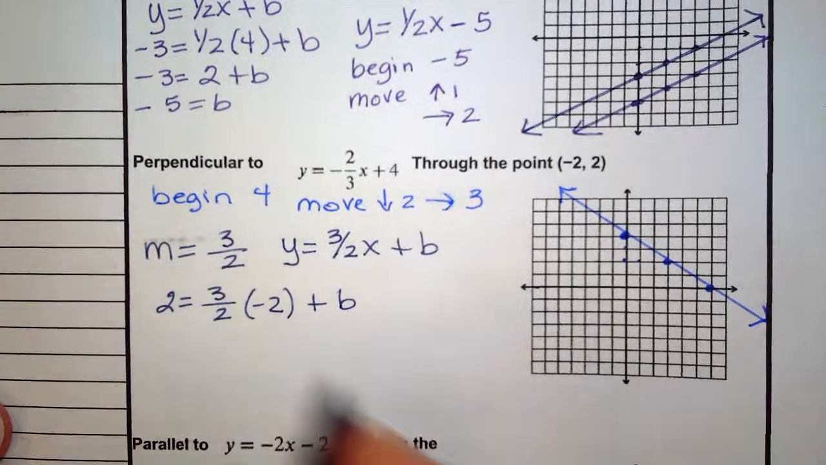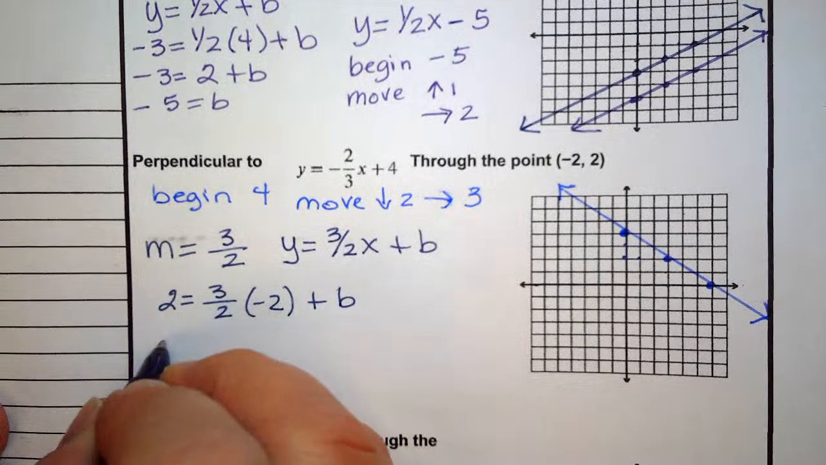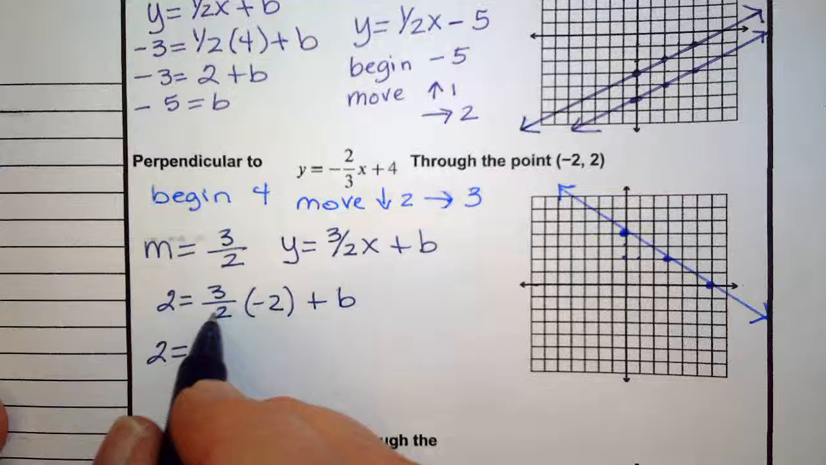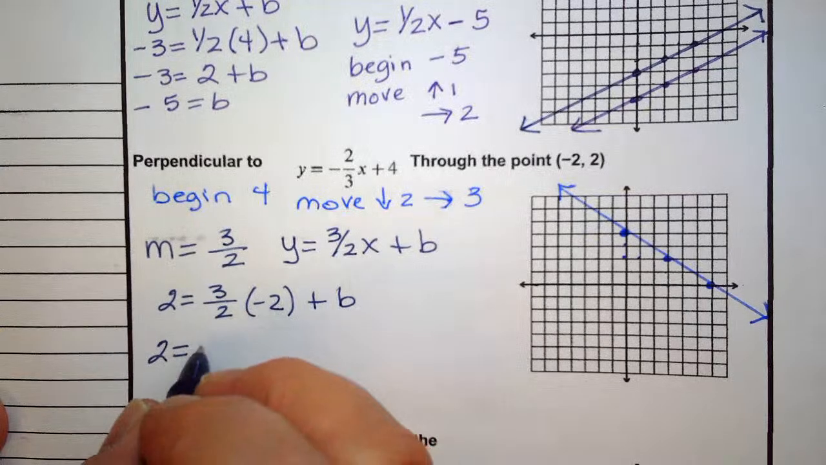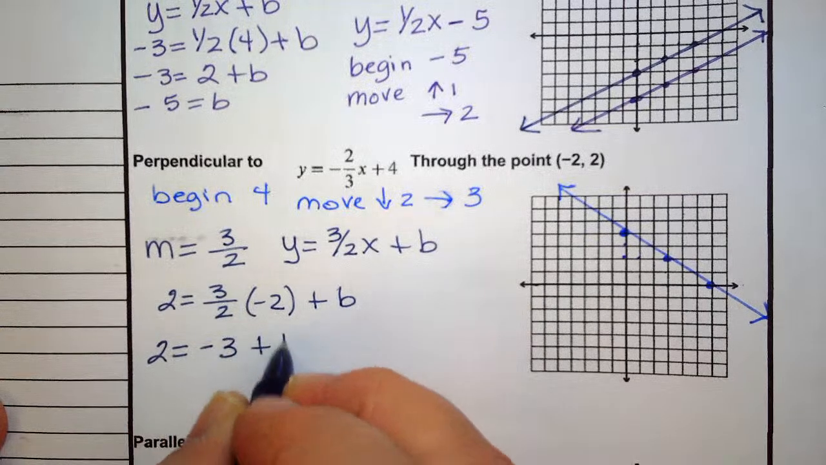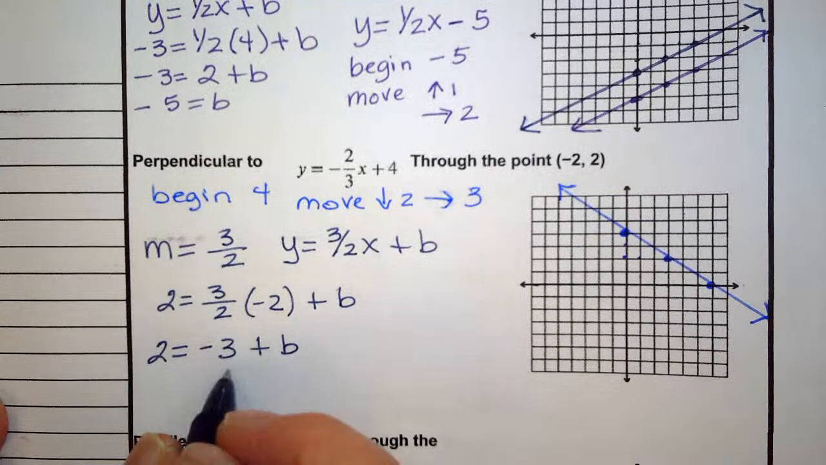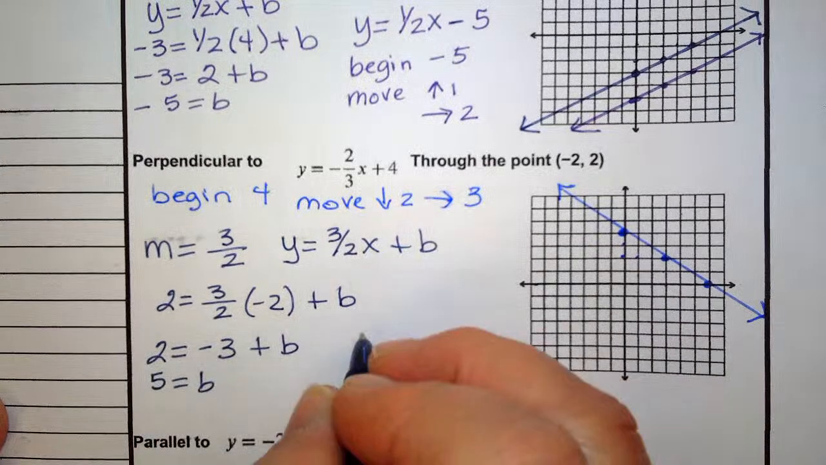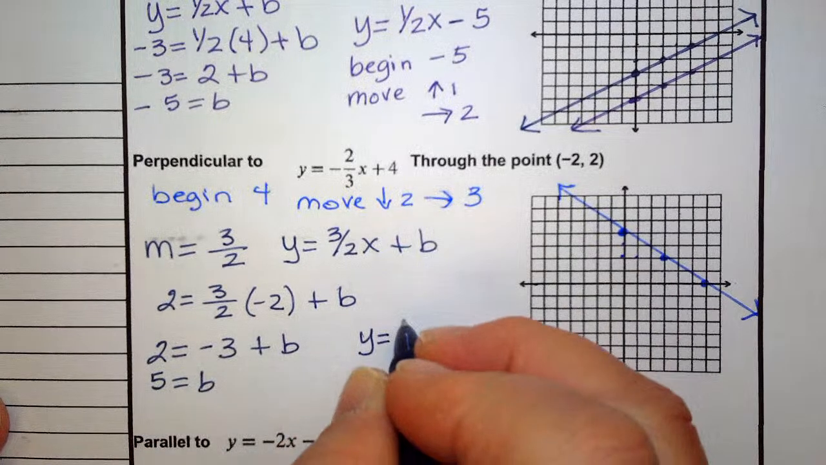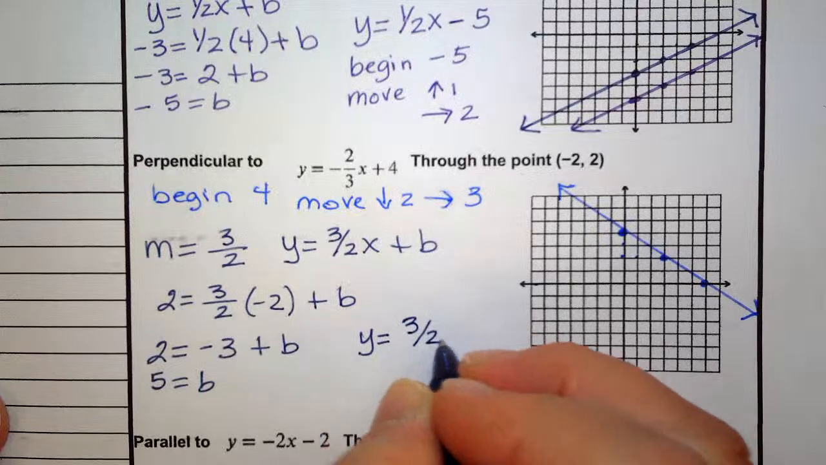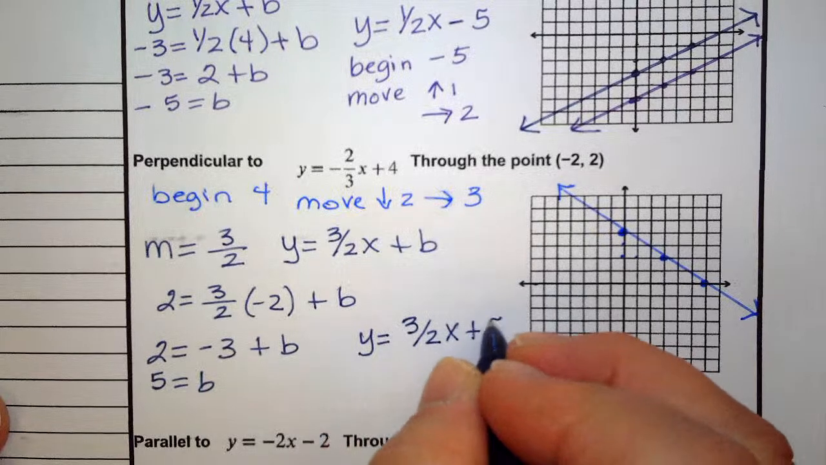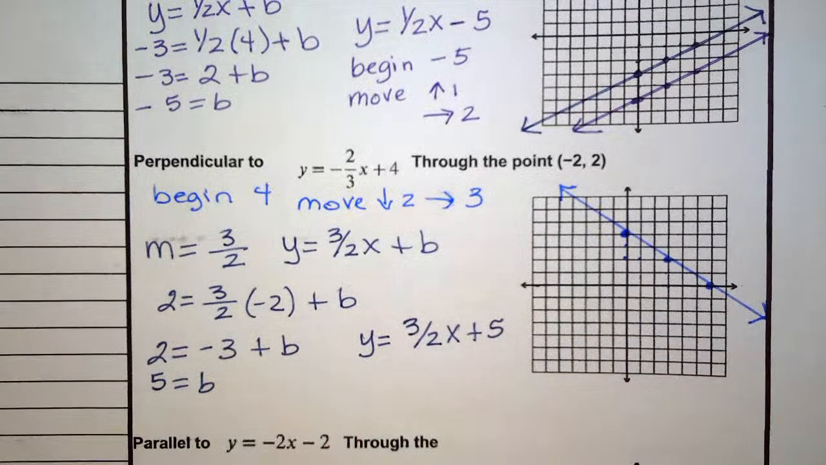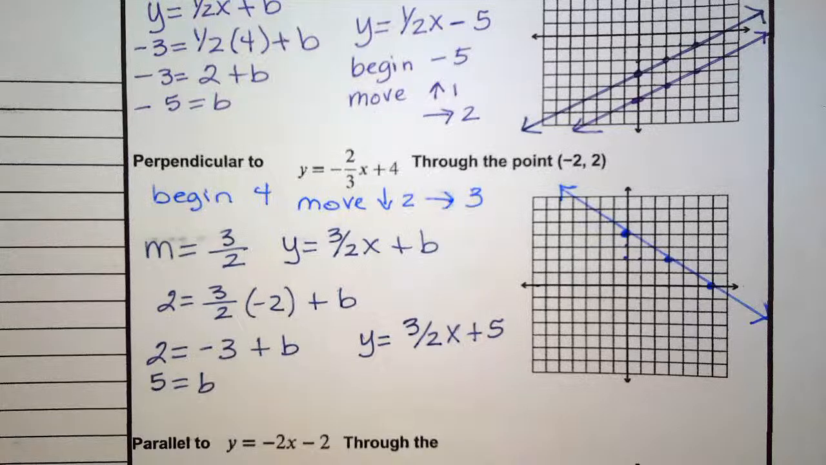Okay. 2 is equal to, that'll be negative 1 times 3 is negative 3 plus b. Add 3 to both sides, 5 is equal to b. Y is equal to 3/2 x plus 5. So this time, just like we had to do that one time, we'll have to do the opposite for the slope.